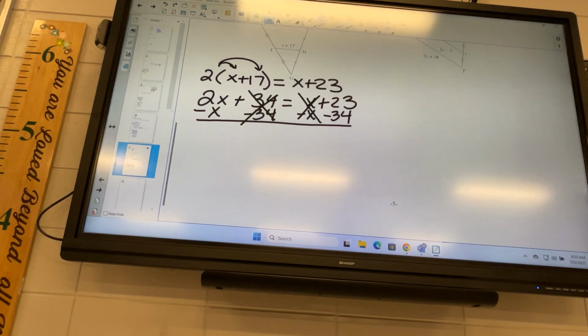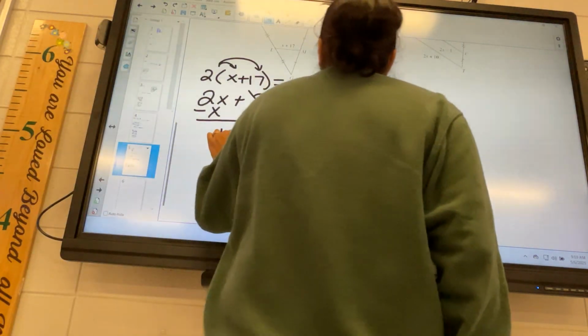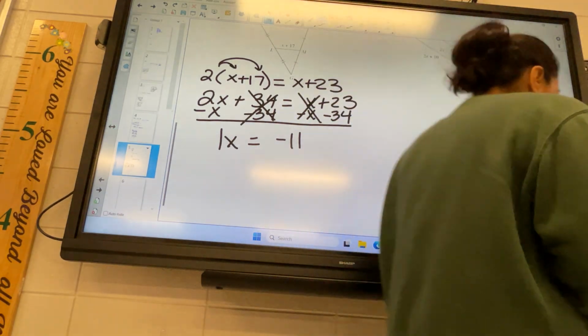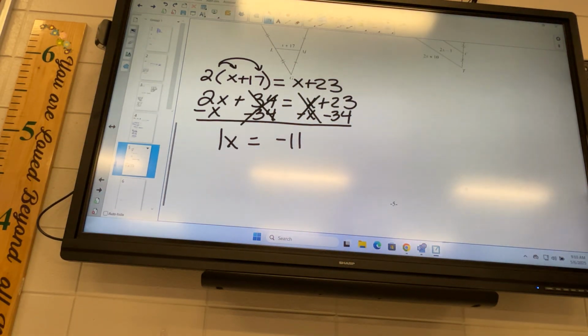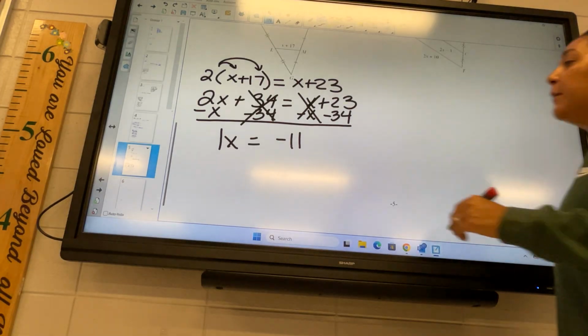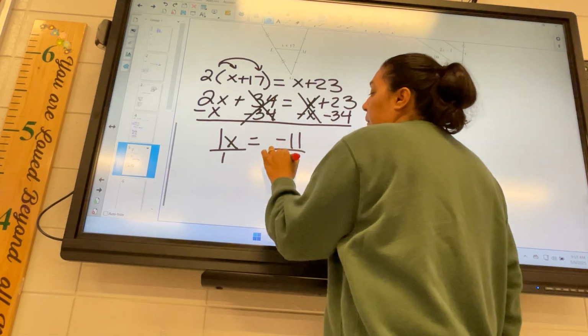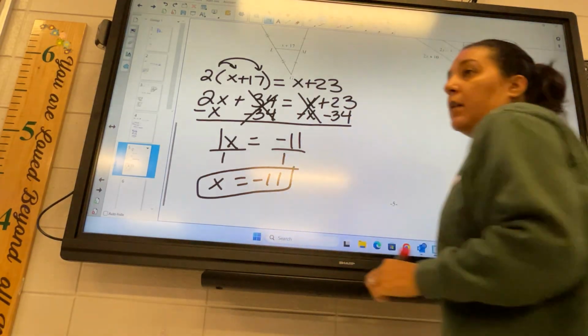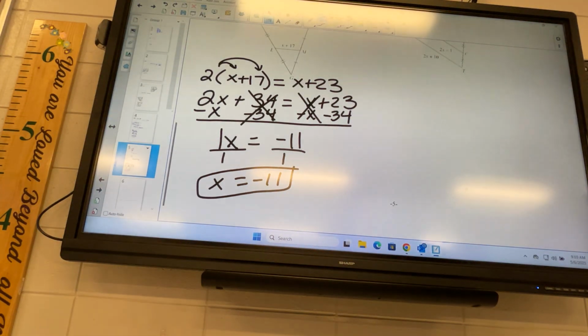Okay, so 2x minus x is 1x. 23 minus 34, negative 11. And then what? Divide both sides by 1. So we get x equals negative 11. Okay, for this one, what did the instructions tell you to do? Solve for x, right? So we can stop on that one.